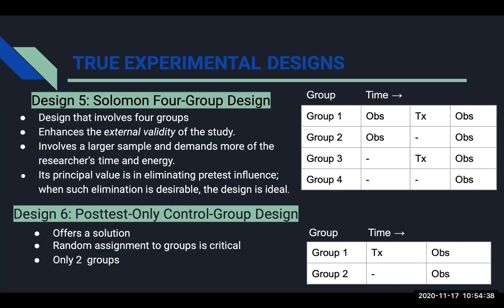Moving on to the post-test only control design. This one offers a solution. It is a lot more simple. You don't pre-test the groups over here, and there's only 2 groups and each group will be randomly assigned to its group.